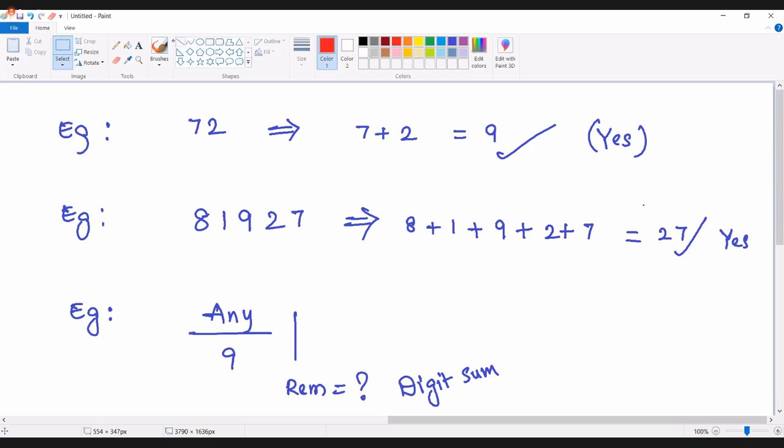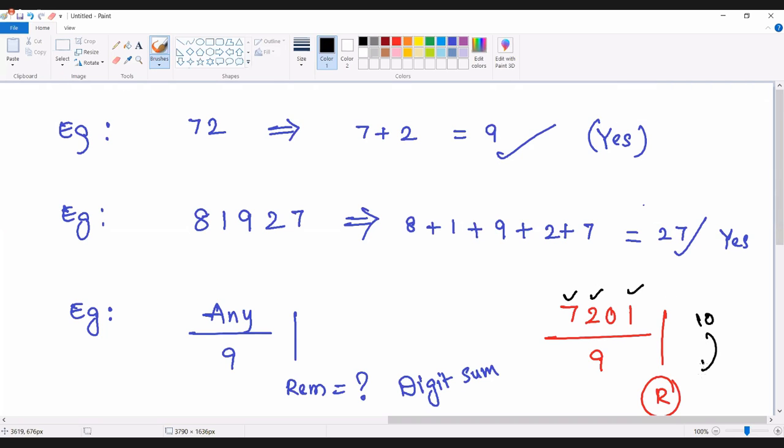So not only this, any number you take. For example, let's assume that I have a huge number, 7201, divided by 9. What is the remainder? I won't spend much time solving the question. 7 plus 2 plus 0 plus 1. What is the sum of the digits? 10. What is 1 plus 0? 1. That is going to be the remainder.